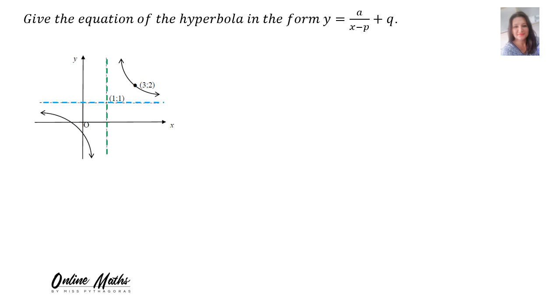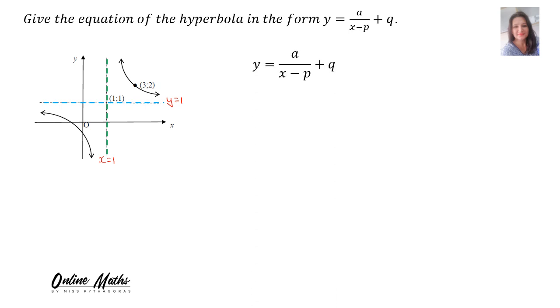Give the equation of the hyperbola in the form y is equal to a over x minus p plus q. Now what's given here is this point (1, 1), and that is the point of intersection of your two asymptotes. Therefore, you must understand that this is your vertical asymptote, the line x is equal to 1, and your horizontal asymptote is the line y is equal to 1. And the point (3, 2) is this other point that you're going to substitute in x and y's place.